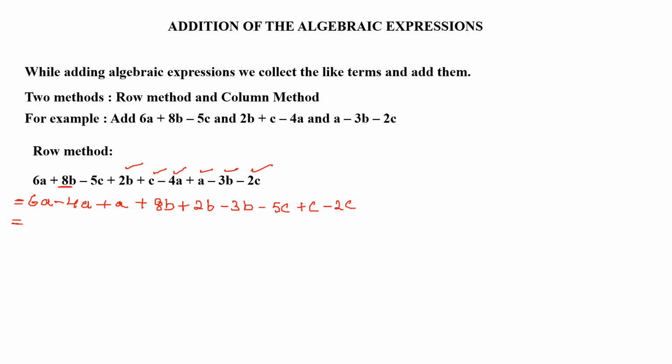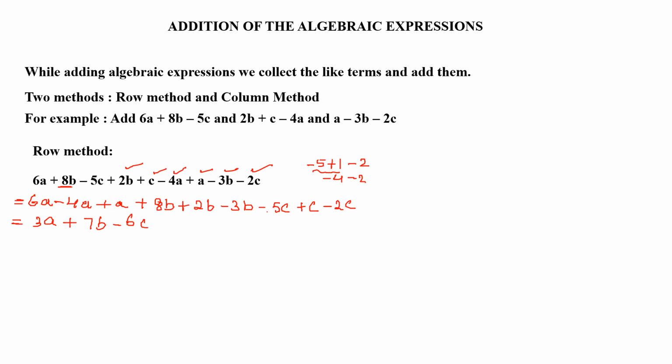So 6 minus 4 will give me 2 and 2 plus 1 it will give me 3. So this will be 3a plus 8 plus 2 10, 10 minus 3 7. So 7b. Next minus 5 plus 1. See before c there is no numerical coefficient written, right? So it means it is 1. So we have to do minus 5 plus 1 minus 2. Minus 5 plus 1 is minus 4 and then minus 2. So I will get minus 6c. So this is your addition using row method.